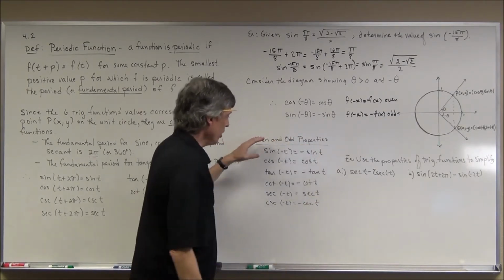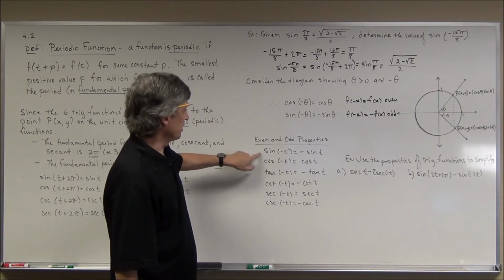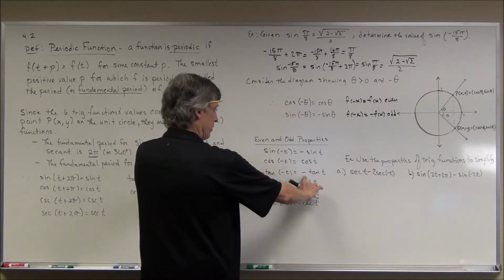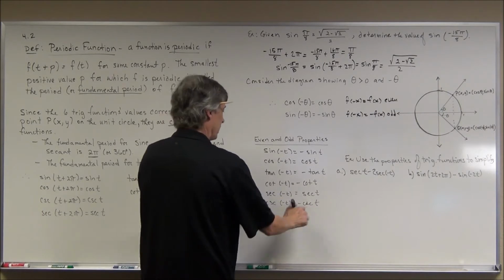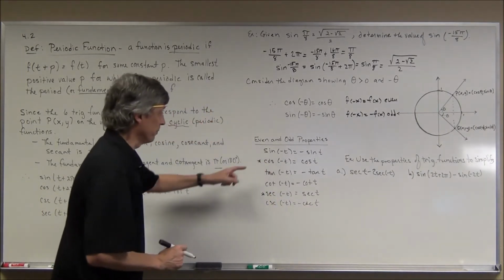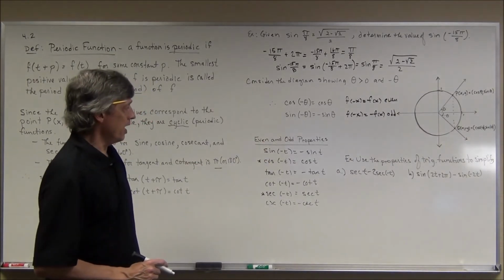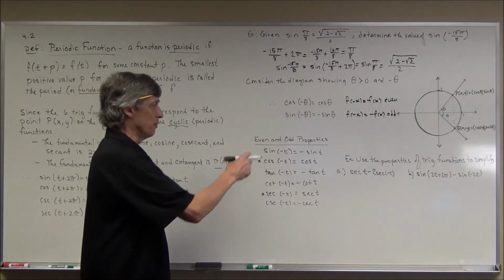In fact, here are the 6 properties. They're all either even or odd. You can see that this one is odd, this one is even, this one is odd. Look at the value here with the negative. This one is odd, this one is even, and this one is odd. So these two right here, the cosine and its reciprocal, secant, are the even functions. The other 4 are odd functions. And we can use these properties to help us simplify expressions.